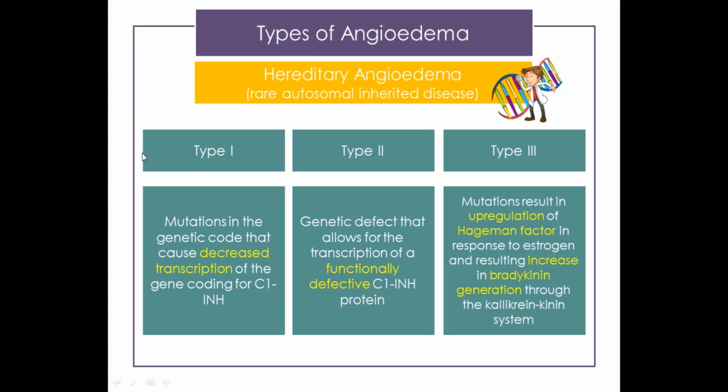So let's do it again quickly. Type 1 is about having a mutation that decreases the amount of C1 esterase inhibitor. The second type is about having an abnormal enzyme: they have a normal amount, but it is functionally abnormal. The third type is about having a mutation that causes an increase in bradykinin.